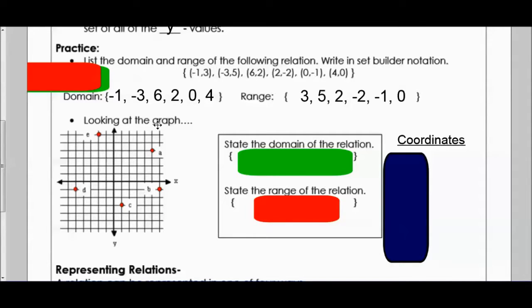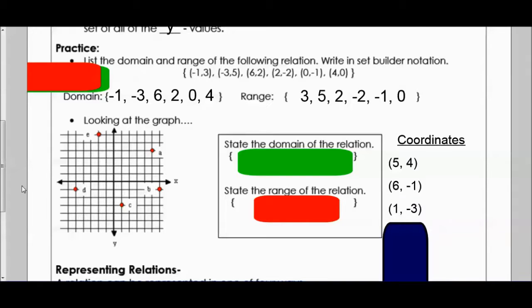Kind of the same thing when we're looking at a graph. We're really just going to list out the x values. This is a little bit tougher because we really have to look at the coordinates first. So I'm going to look at all of these coordinates. A is at 5 and then up 4, so that's at (5, 4). B is over 6 and then down 1. That's (6, -1). C is over 1, down 3. That's (1, -3).